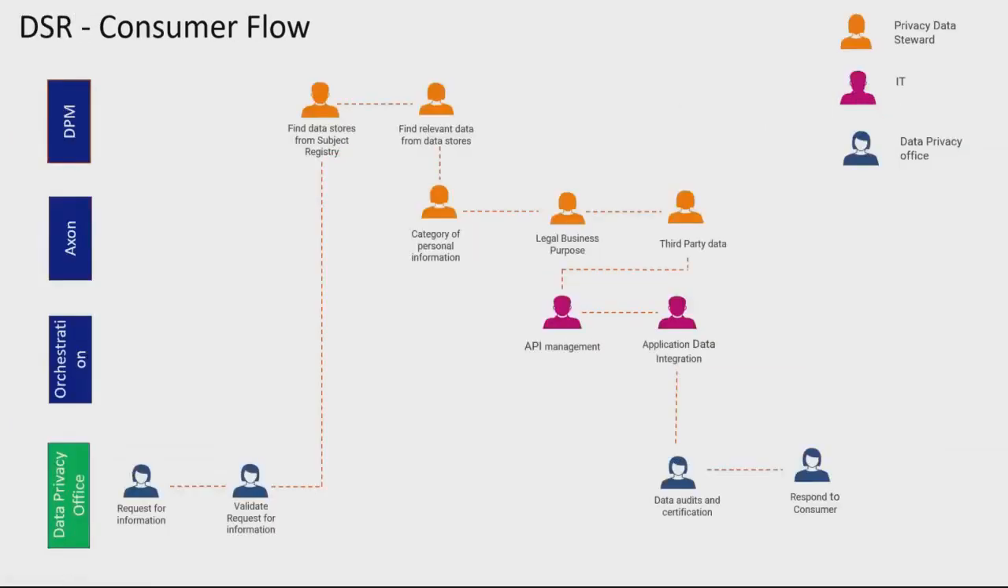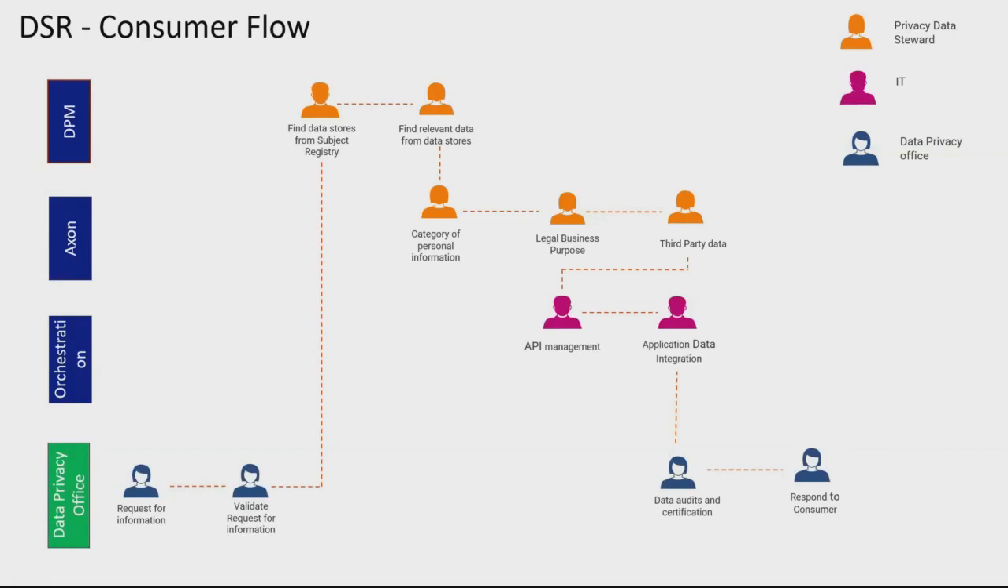So for the consumer flow, we will take one particular use case. In this particular consumer flow, we are looking at a DSR, a data subject request. In a typical consumer flow, a request is initiated by the data privacy office. The data privacy office determines if this is a relevant request and if all the information is provided in the request to identify the individual and to gather the necessary data.